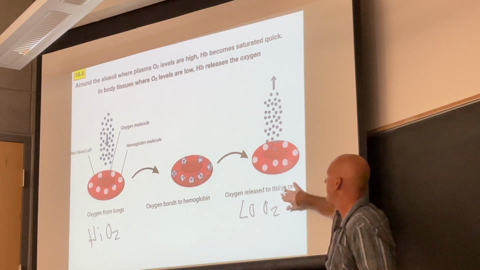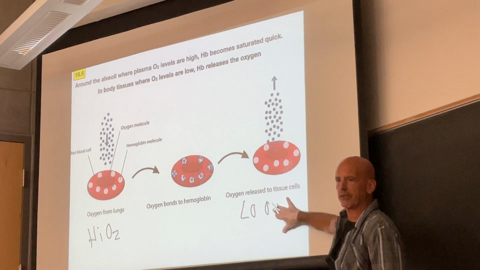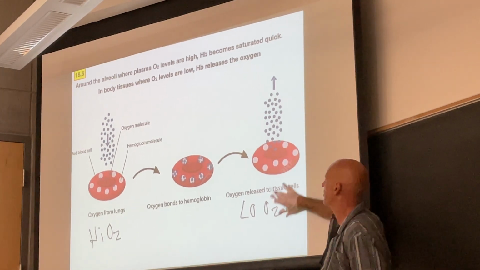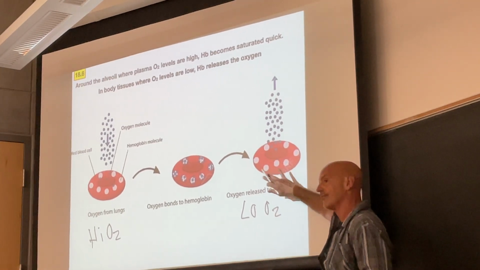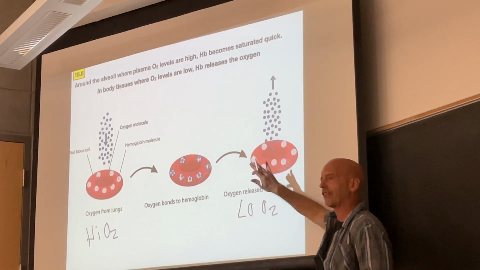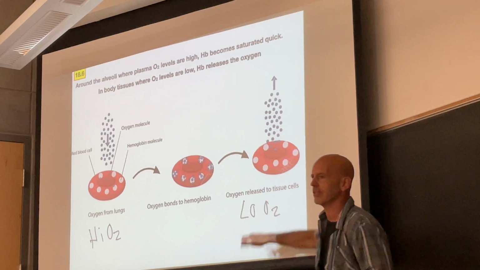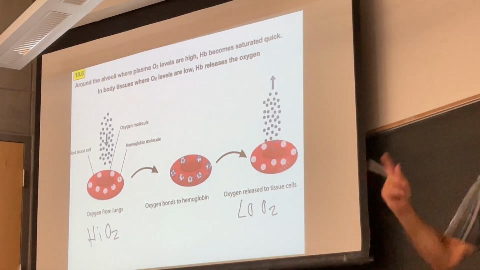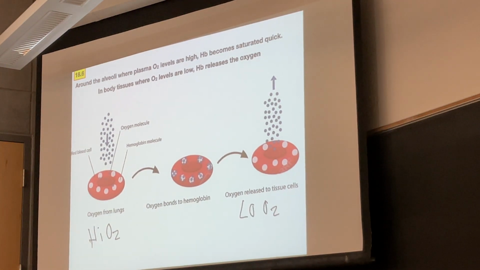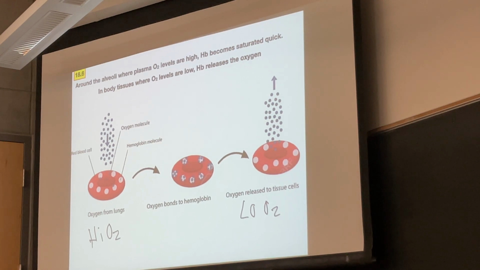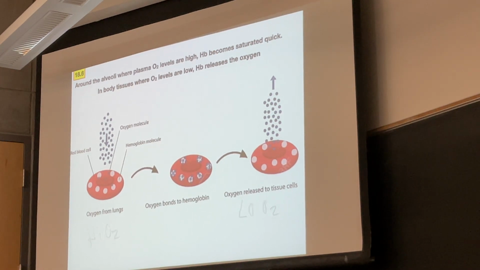Now you get to an area where there's low oxygen levels in the plasma. And the hemoglobin is gonna say, okay, obviously there's low oxygen, the tissues need more oxygen, I'm gonna release more oxygen. But it doesn't really just say that, there's a mechanism. That would be teleological thinking. We are a mechanistic type of class. And here's the mechanism.